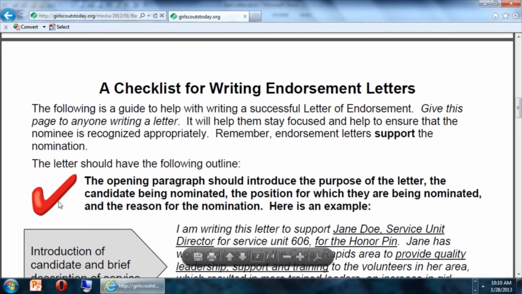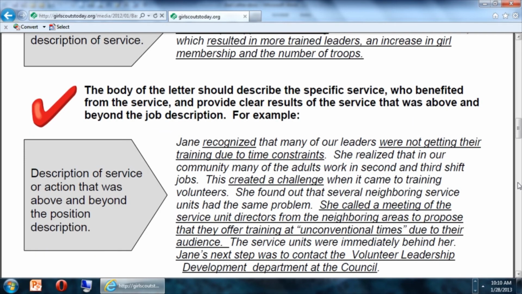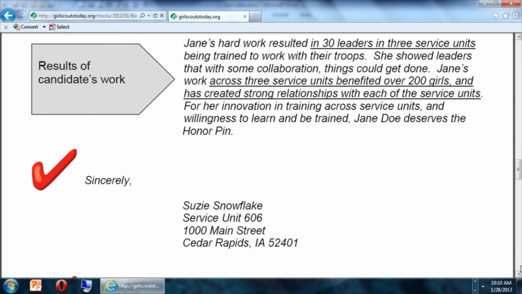The opening paragraph should introduce the purpose of the letter, the candidate being nominated, the position for which they are being nominated, and the reason for the nomination. The body of the letter should describe the specific service they did, who benefited from the service, and the results of what was above and beyond the expectation. And don't forget the name, address, and service unit of the person writing the letter.